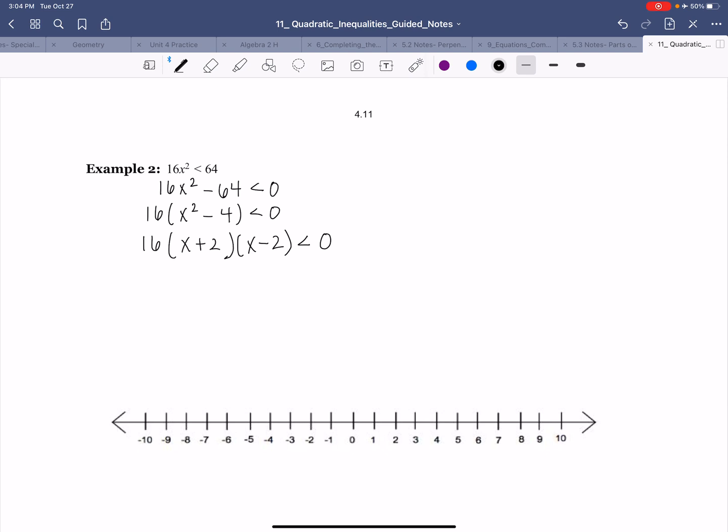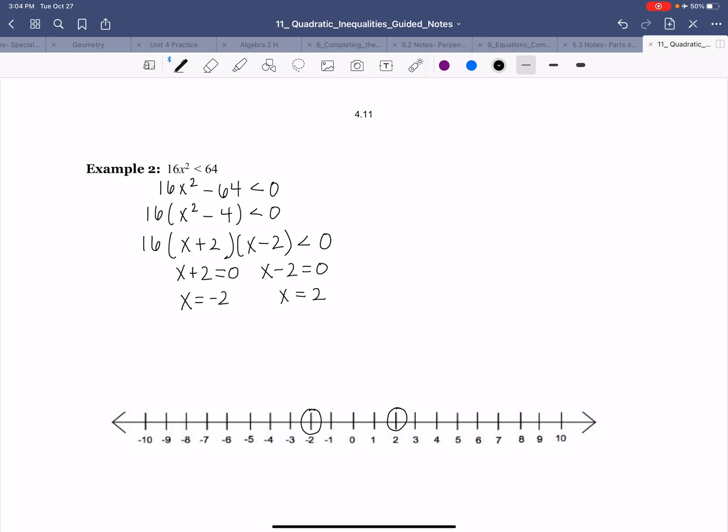All right, solve it. The 16 you just ignore. There's no x. So then we're going to get x plus 2 equals 0, x minus 2 equals 0, so we're going to get x equals -2 and x equals +2. Okay, this is less than, so this is going to be open circles because it's not equal to. So I go to -2, put a big open circle. I go to 2, put a nice big open circle. Okay, and then we can just test our regions.